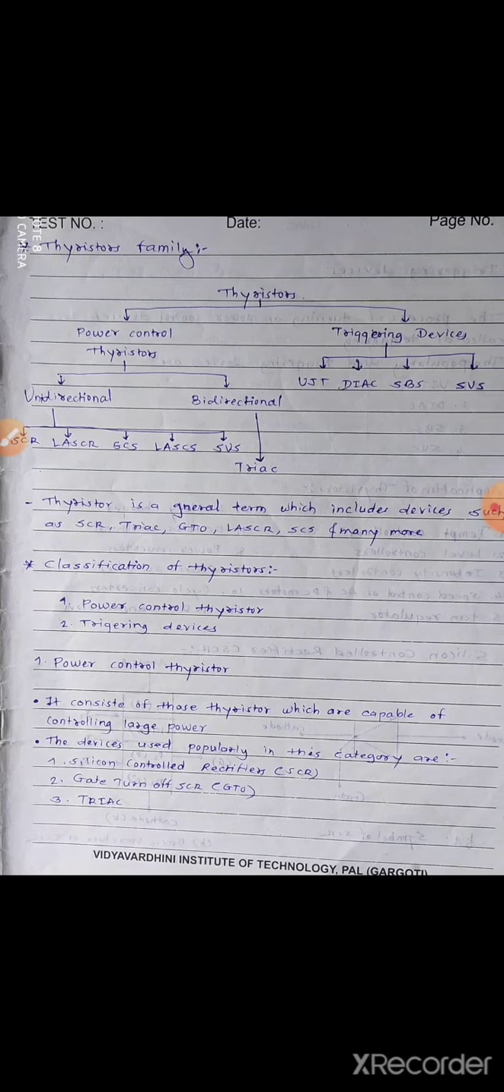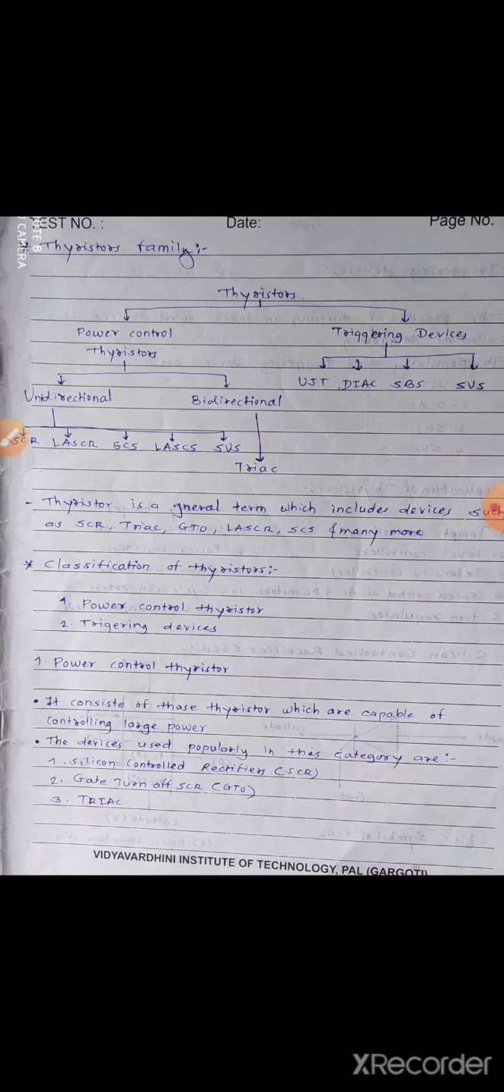Okay. Next is the thyristor family. Thyristor is divided into two types: one is the power control thyristor, the second is the triggering device. Thyristor control devices are also of two types, unidirectional or bidirectional. The thyristor is nothing but the SCR. SCR is nothing but the silicon controlled rectifier.